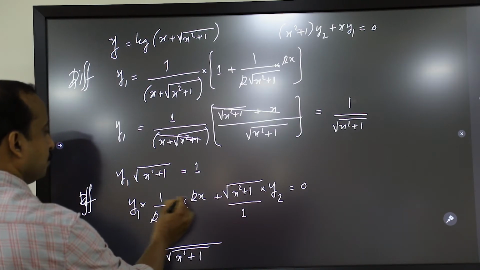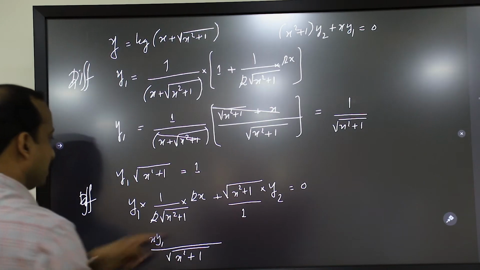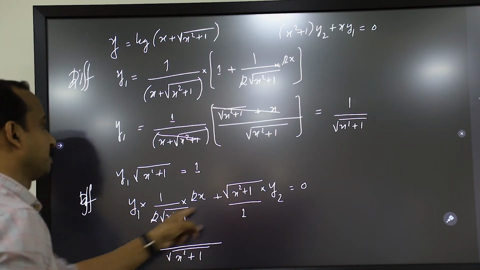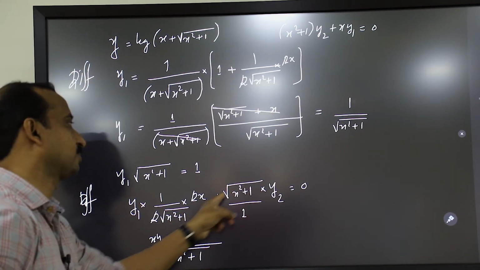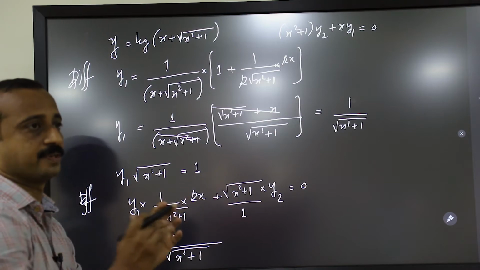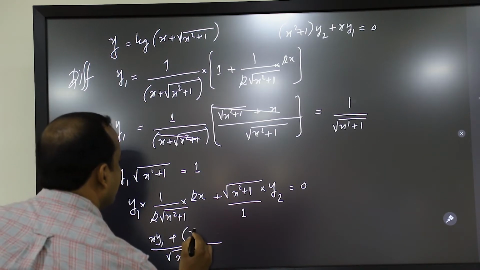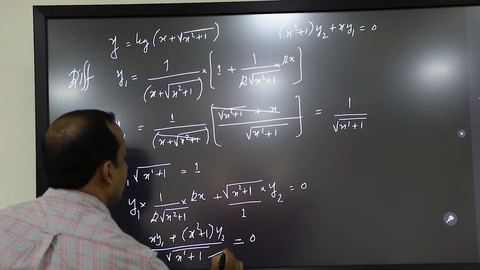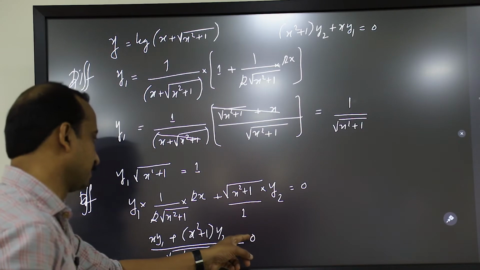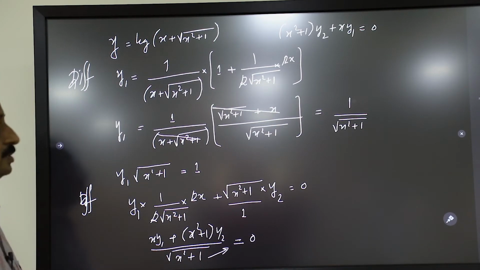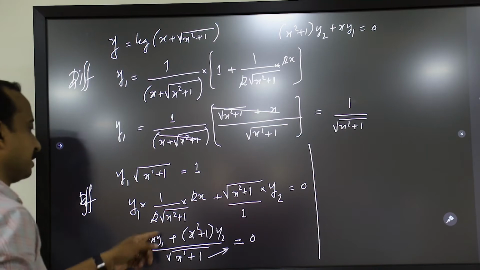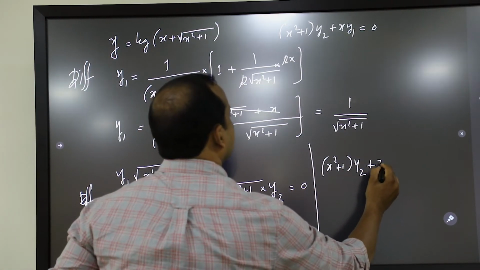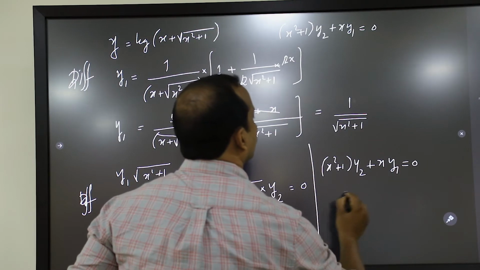On cross multiplying, x into y1, that is x y1, plus, cross multiplying this term, we get root of (x² plus 1) into root of (x² plus 1), that is the whole square, that means (x² plus 1) into y2 equal to 0. On cross multiplying the denominator to the right side, 0 into root of x² plus 1 is 0. And finally, we get the answer (x² plus 1) y2 plus x y1 is equal to 0.